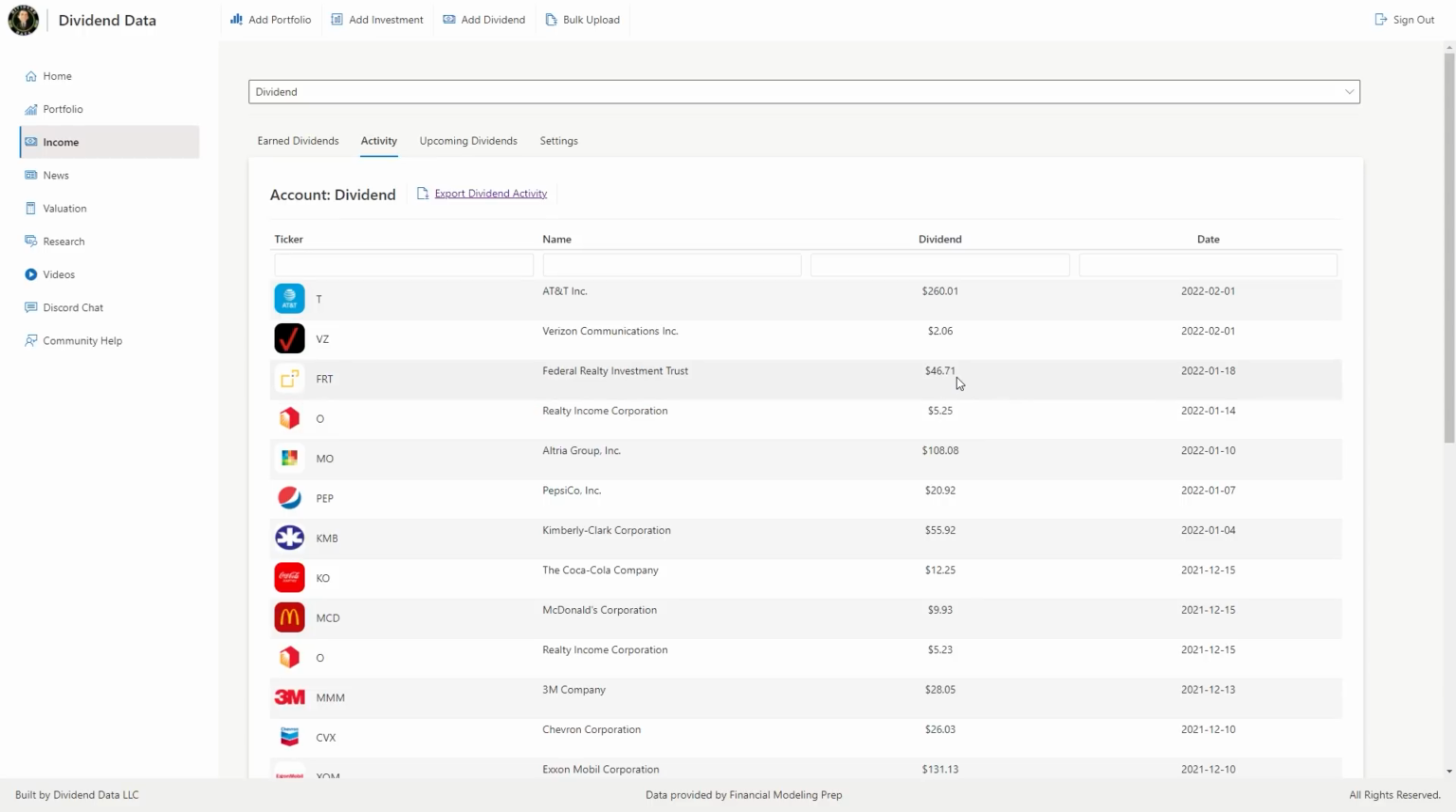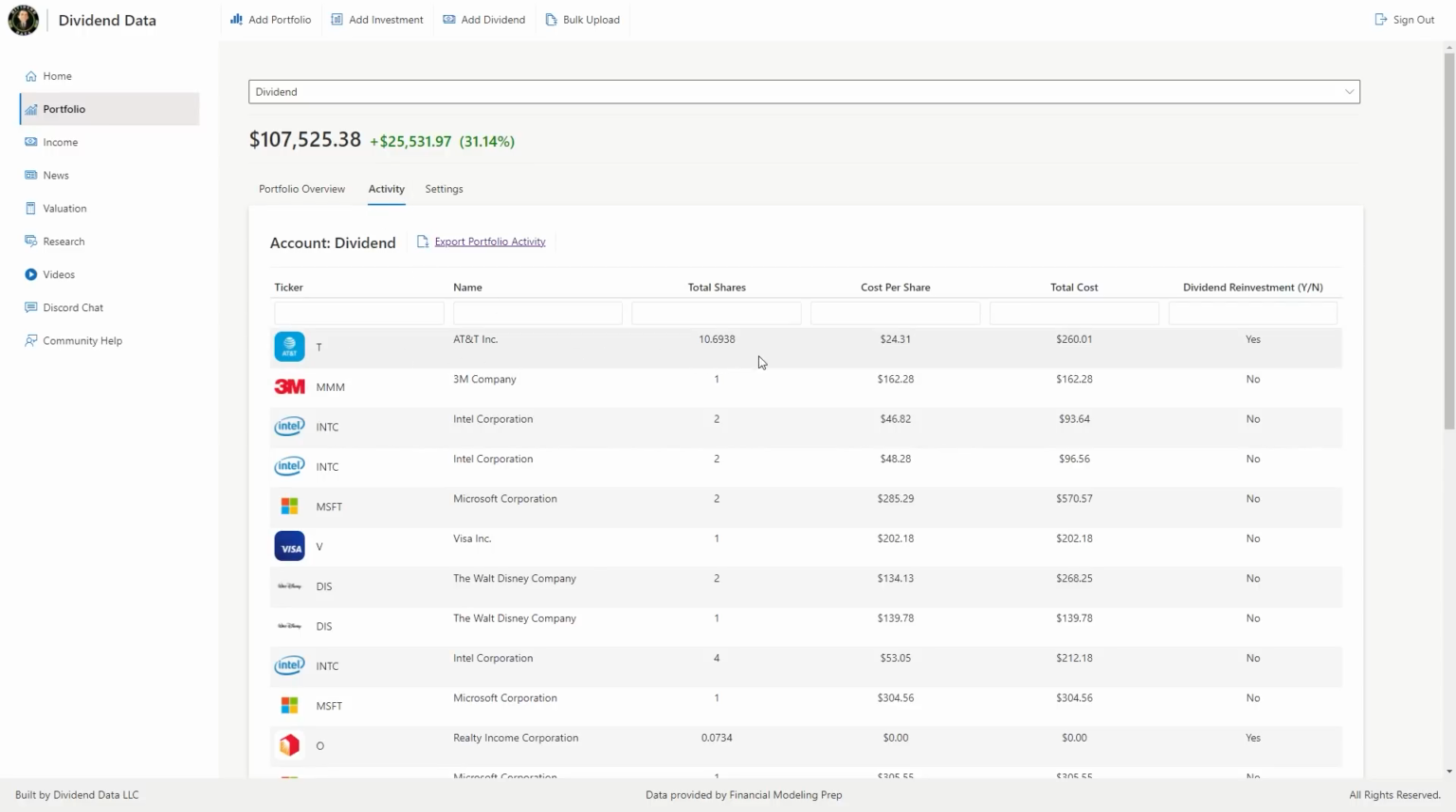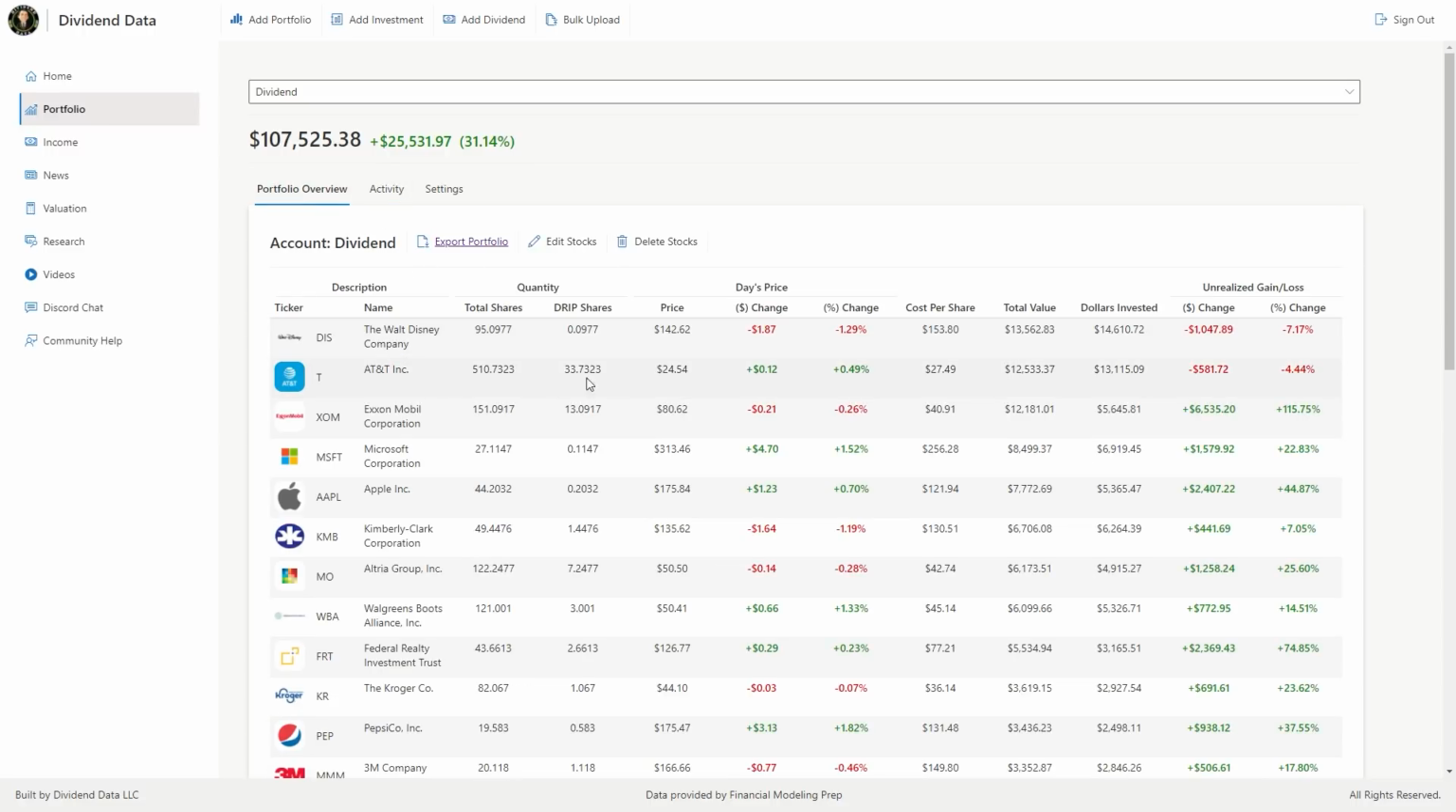The crazy thing is that my January dividend total was surpassed on the first day of February. This was due to a $260 dividend from AT&T, which was my largest payment ever. I reinvested this dividend, resulting in 10.6938 shares of the company. This brings my total DRIP shares to 33.73.